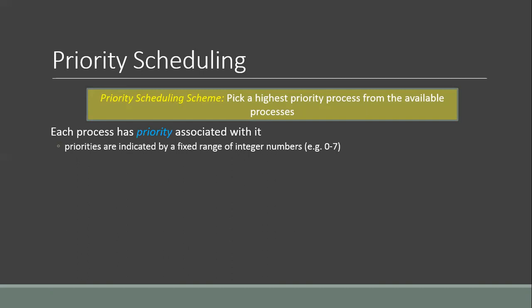Priorities are indicated by a fixed range of integer numbers. Priorities are represented using integer values, and there would be a fixed range of these values. For example, a system may use a range from 0 to 7 to represent the priorities of the processes. There is no general agreement on whether 0 or the largest integer value will be used to represent the highest priority.